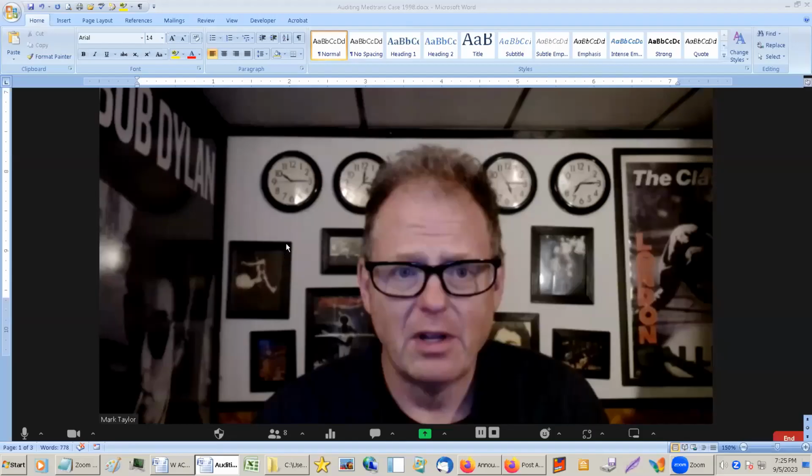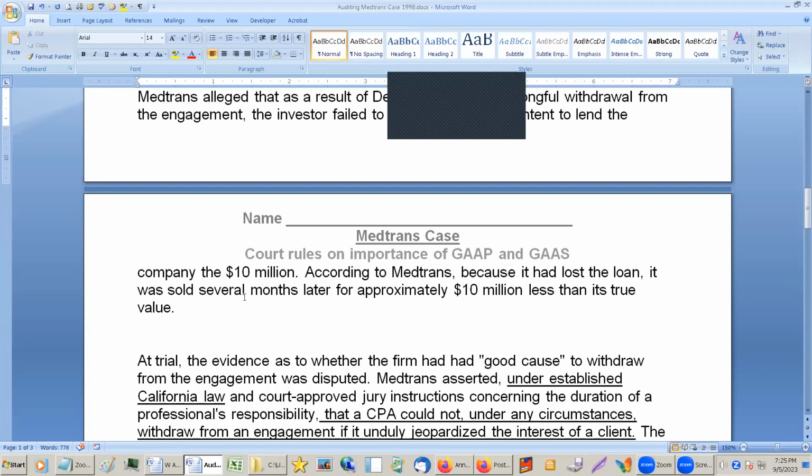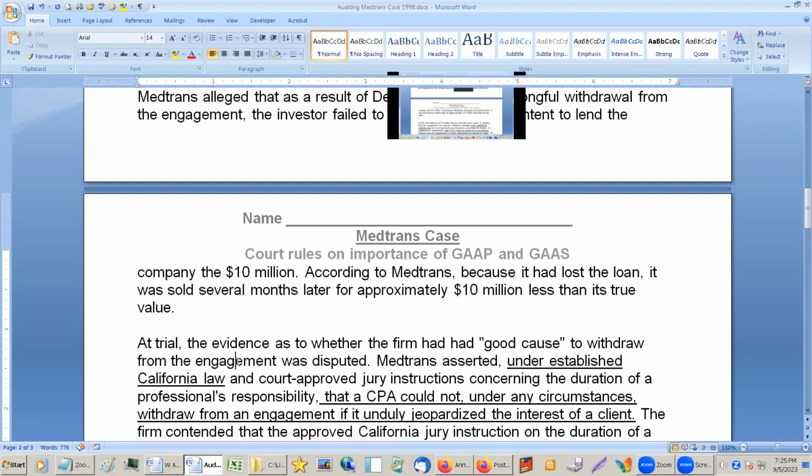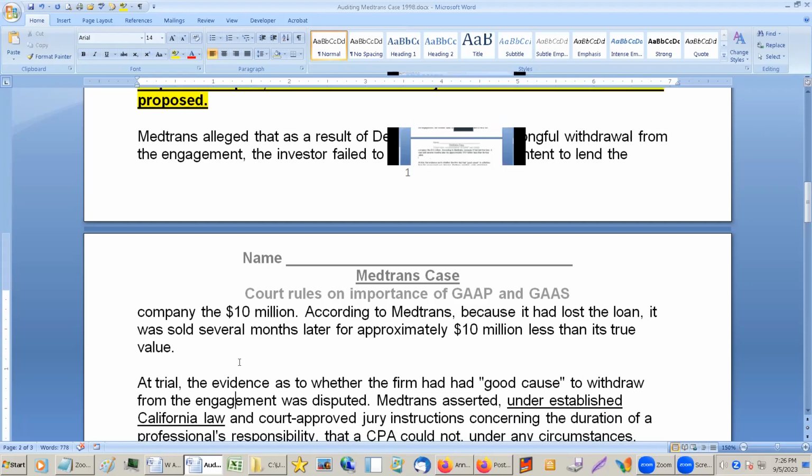Same thing with us. Even if the client is a complete jerk, you can't just leave them. And that's what they came up against. The professional standard, as established law for being a professional, is that you can't leave your client in a worse position than they came to you. And Medtrans won at trial, and they were awarded $10 million.